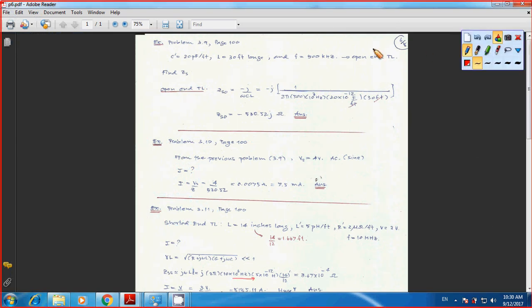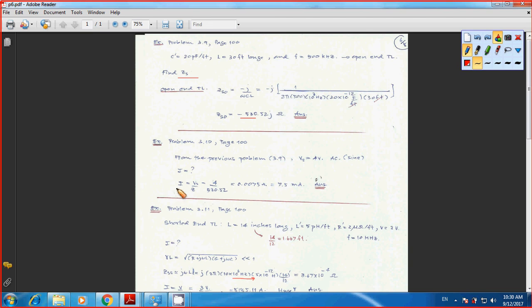Next, let's take a look at some examples here. When you have C equal to 20 picofarads per foot, L equal to 30 feet as the length of the transmission line, and the frequency is 500 kHz for the open transmission line, it asks you to find the impedance of the transmission line. You can take the equation: impedance of the open end transmission line is equal to negative j over omega C multiplied by l, where l is the length of the transmission line. Just plug in the numbers, and that gives you negative 530.52 j ohms.